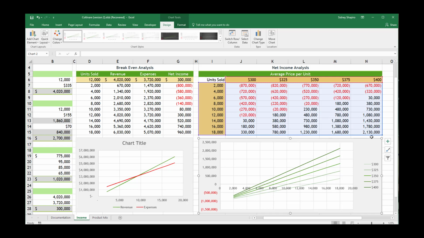So you can understand how, if we did these exact same calculations and tables for any other product, we would have a good idea between how many units have to be sold, revenue, expenses, and net income, and also how many units compared to price. So we could run these different scenarios to come up with different potential options.